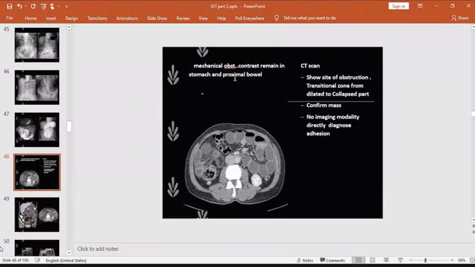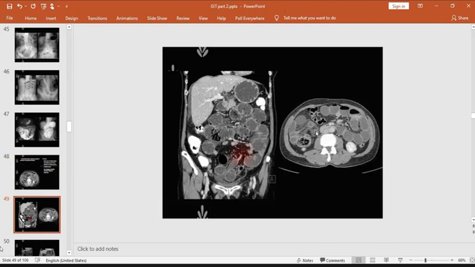In CT scan, we can show the site of the obstruction from the dilated to the collapsed part, and confirm the presence of a mass. No imaging modality directly diagnoses adhesion. So this is a dilated bowel loop with multiple fluid levels, and we have a narrow segment from here, a collapsed bowel segment. This is a coronal and axial section of the CT scan. And this is a collapsed segment of the bowel. This is the transitional point between the normal and abnormal segment of the small bowel.